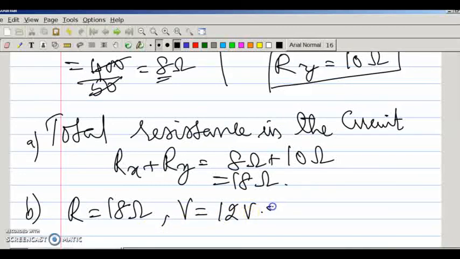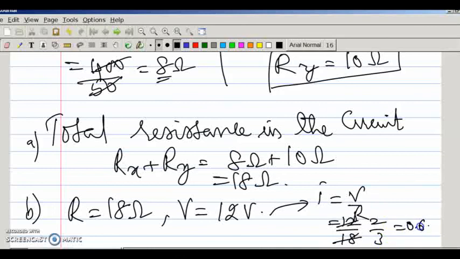Now, what is current? I use Ohm's law. We know well V equal to IR. I want current, I equal to V by R. So what is V, children? It's 12 by R is 18. 6 twos are 12, that's 3. 0.667 ampere. That many ampere. So that is the third problem. So children, that's it.